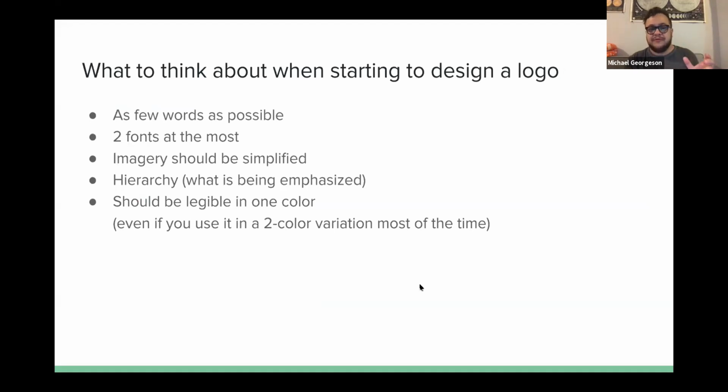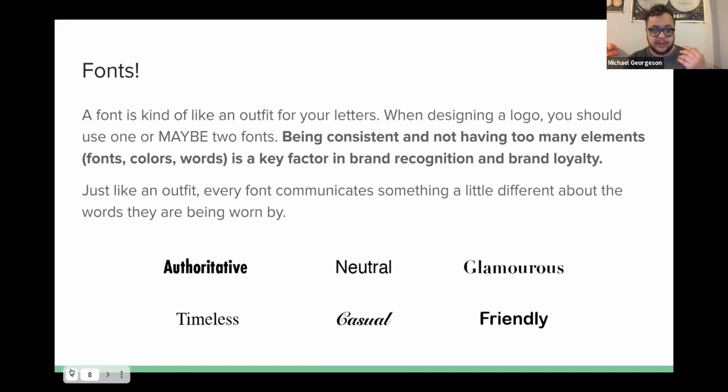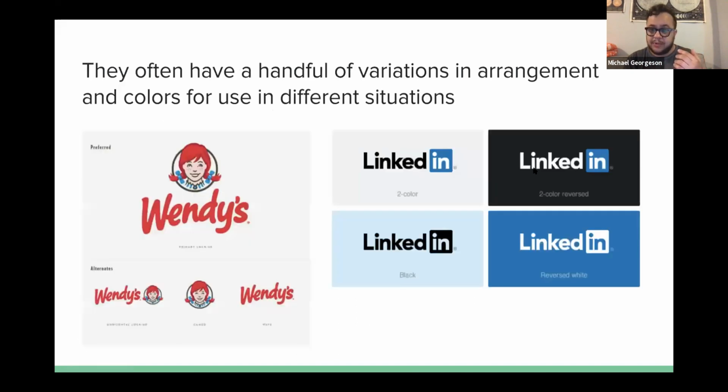You want to limit the number of fonts, two at most. Any kind of iconography or imagery should be simplified, and you should consider the hierarchy, which is the emphasis of what's the biggest, what stands out the most. I'm going to go into all of these a little bit more deeply in a minute. And when you're designing a logo, even if you want it to have more than one color, it should work in one color, for instances where you need it to, like if you're on a black background. It should work both ways.